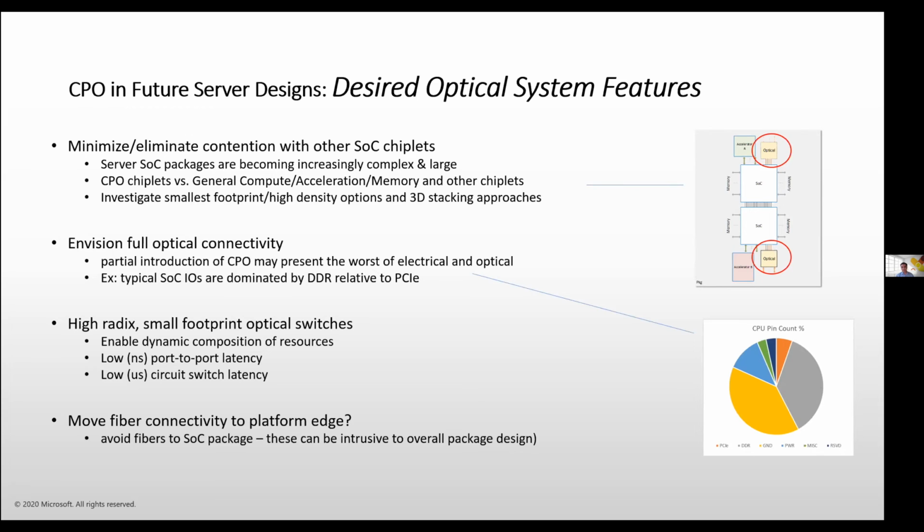Right? We need to think about how do you actually enable dynamic composition of resources, and you need some kind of a switching technology, and you can't just throw in retimers and electrical switches everywhere. They potentially exacerbate the TCO problem. So you need to think in terms of high radix and small footprint optical switches with which you can dial in flexible resource ratios and compose resources.